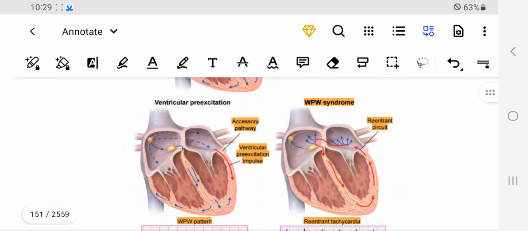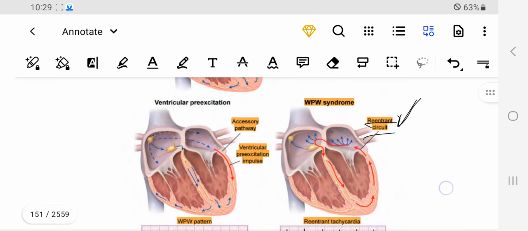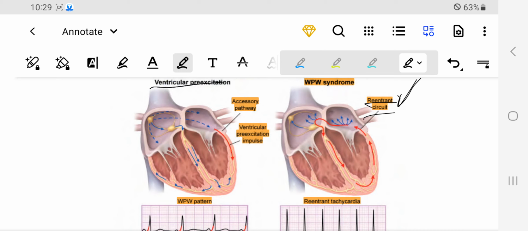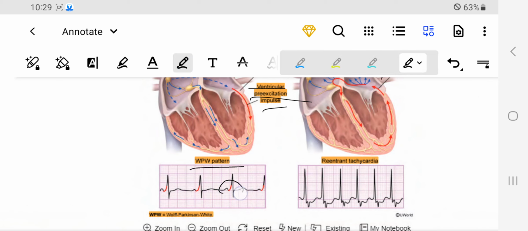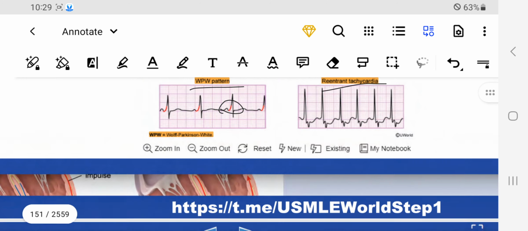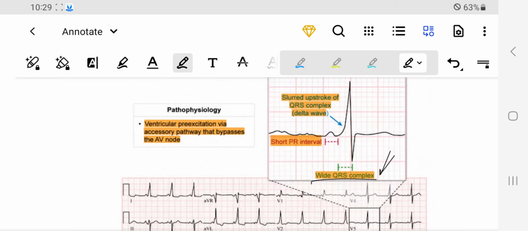So in Wolff-Parkinson-White syndrome, there are accessory pathways that lead to a re-entrant circuit. This is important, right? Ventricular pre-excitation would be there, as the accessory pathway results in ventricular pre-excitation impulse. There will be delta waves, and there would be re-entrant tachycardia. So the pathophysiology is ventricular pre-excitation via an accessory pathway that bypasses the AV node.